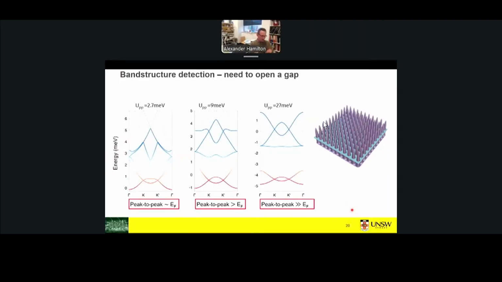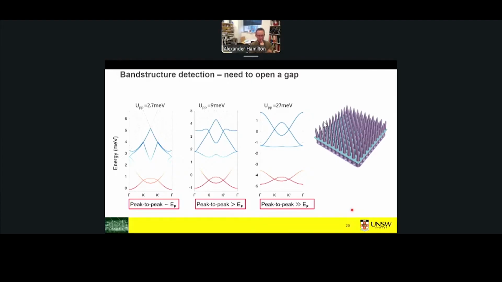Okay, those are excellent questions. Let me do them in reverse order. We have not yet looked for Bloch oscillations, but you're absolutely right. That would be something very interesting to see, and that's something we should do. So, yes, thank you for that. And then the other question was about basically the strength of U over T.